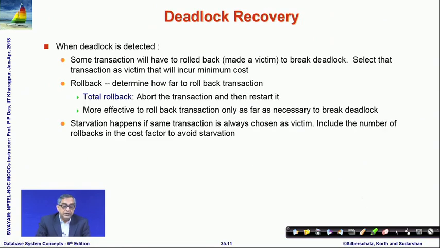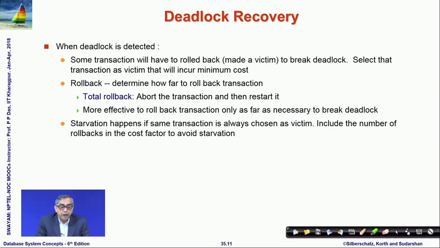So, when the deadlock is detected, there has to be a recovery. Transactions will have to be rolled back to break the deadlock, and so a strategy is required to select which transaction must roll back. Naturally, that should be done based on the minimum cost. If you roll back, there is naturally a recomputation, because you have to restart and do that transaction again.